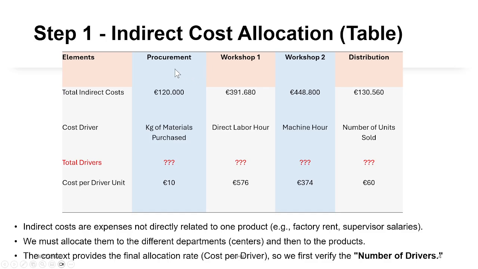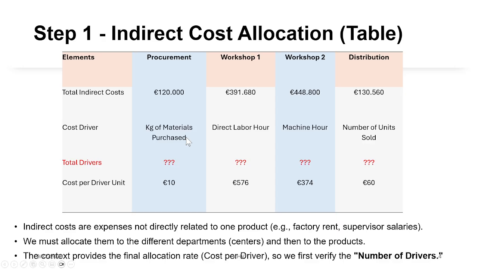So here we have 4 cost centers: procurement, workshop 1, workshop 2, and distribution. To do this, we use what is called a cost driver. A cost driver is a factor that has a strong correlation with the cost incurred. For example, the procurement department costs are driven by the amount of material it purchases. It means the kilograms of material purchased.